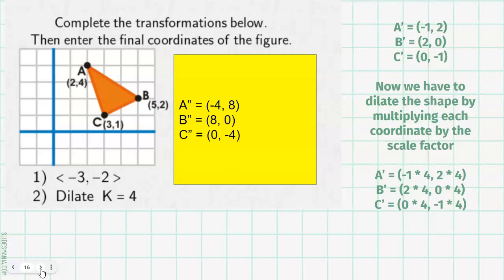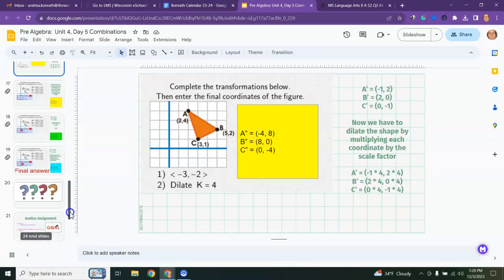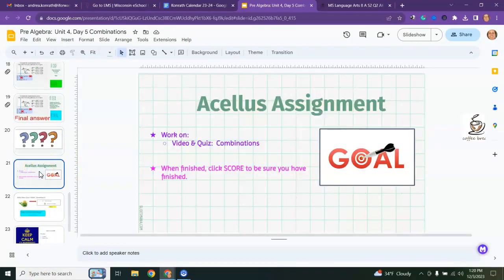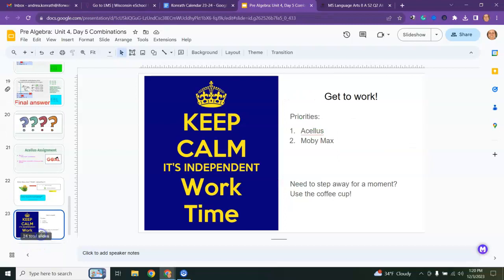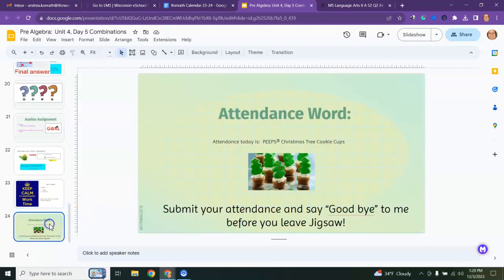All right, here is your goal. Your goal is to work in Acellus, complete the step called combinations. So one video, one quiz, combinations. And if you have time, you can certainly work in MobyMax. 25 minutes is due on Friday. First priority, Acellus. Second priority, MobyMax. All right, use the time that we would normally have together in class to finish up your work in Acellus and MobyMax. And you can plug in today's attendance, which is up on your screen.